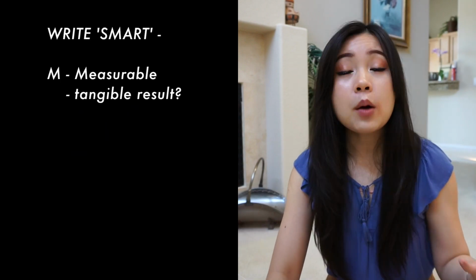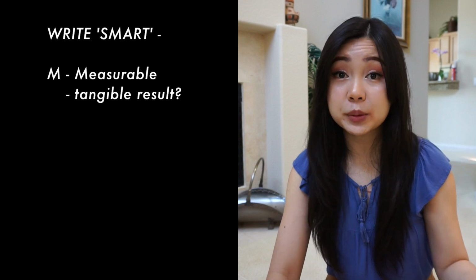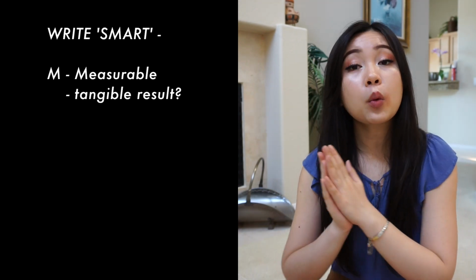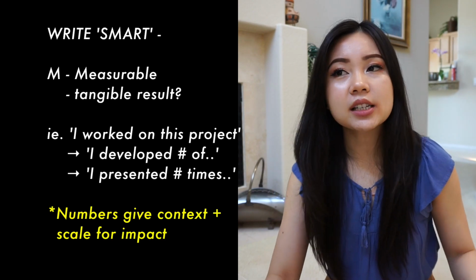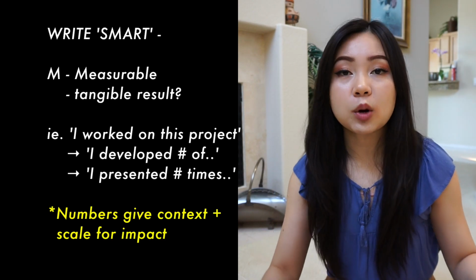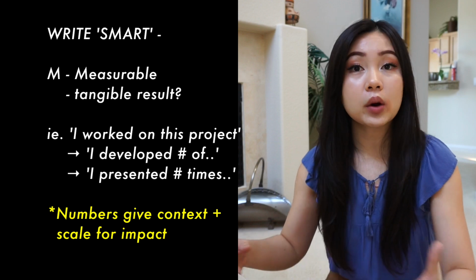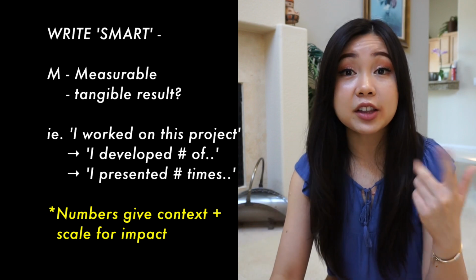M, measurable. What was the impact that came about your contribution? Relate your accomplishments or the work that you put in to some numeric value. For example, instead of saying, I worked on this project, I developed 60 guides in this project, I presented 10 times to this organization, just to give more meaning to the impact that you contributed.